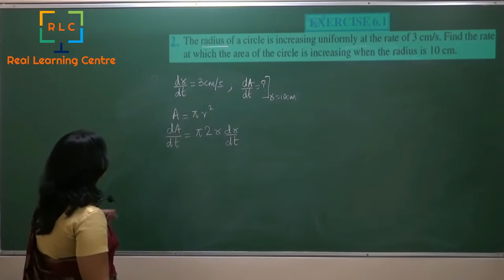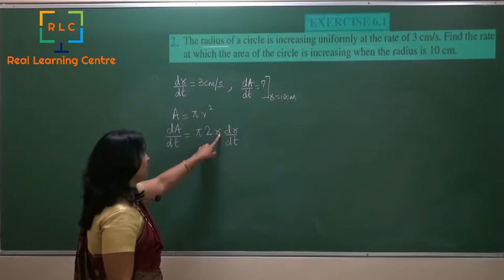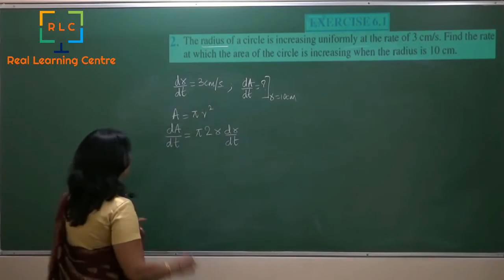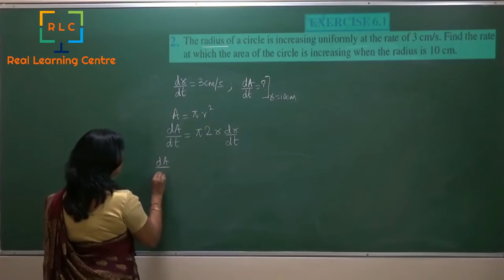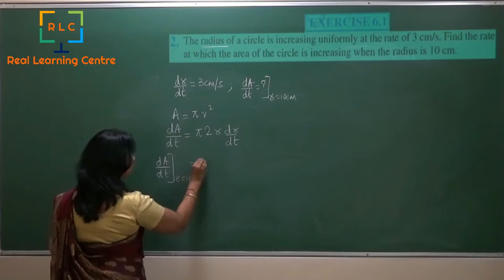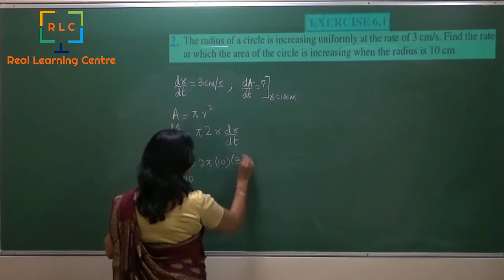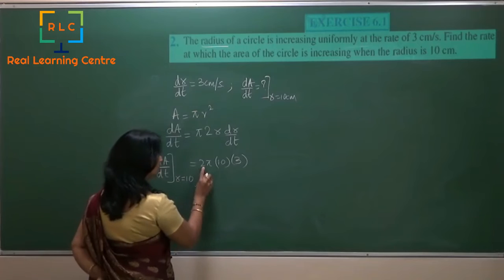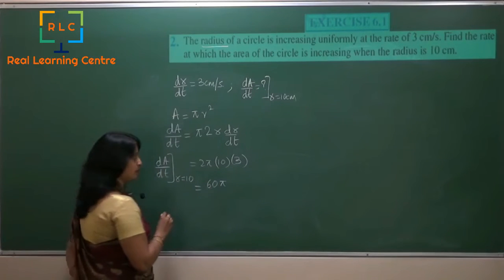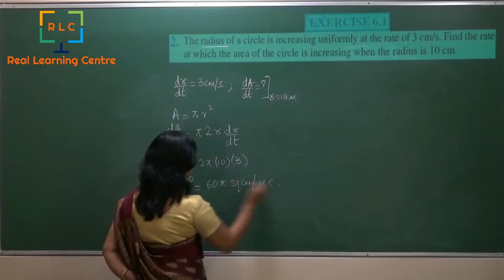And in this dA by dt they are asking when r is equal to 10 centimeter. So I can plug in r equal to 10. dr by dt they themselves have given that it is equal to 3. So now dA by dt at r is equal to 10 is equal to 2 pi into 10 into dr by dt, which is 3, is equal to 2 3s are 6, 6 10s are 60 pi square centimeter per second.